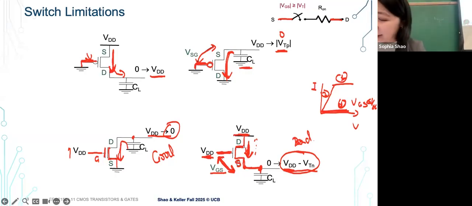So when we charge it, you can fully charge to VDD, because the drain is connected to the output node. But when the source is connected to the output node for PMOS, we're discharging, and we cannot get to a perfect 0. There's always a small threshold voltage there.